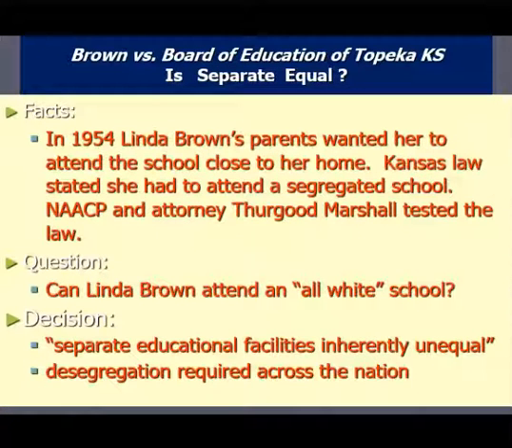Then we get Brown versus Board of Education in Topeka, Kansas. Their question was, can this African-American child go to an all-white school? The decision said that separate but equal facilities were inherently unequal, and it needed to be desegregated, that segregated schools violated the 14th Amendment.